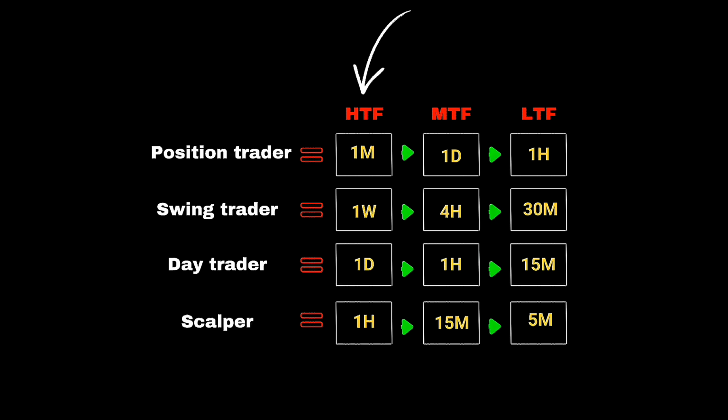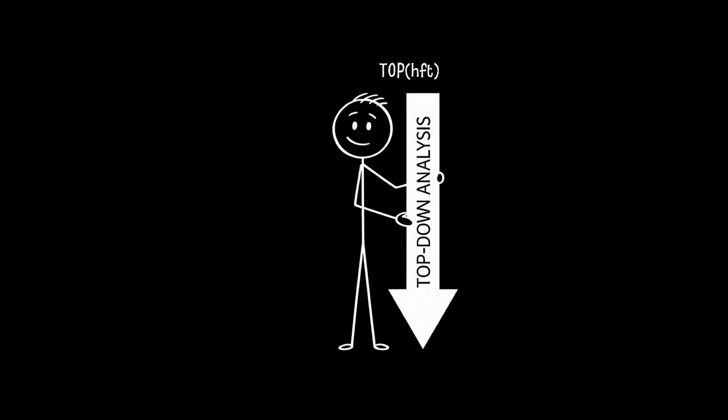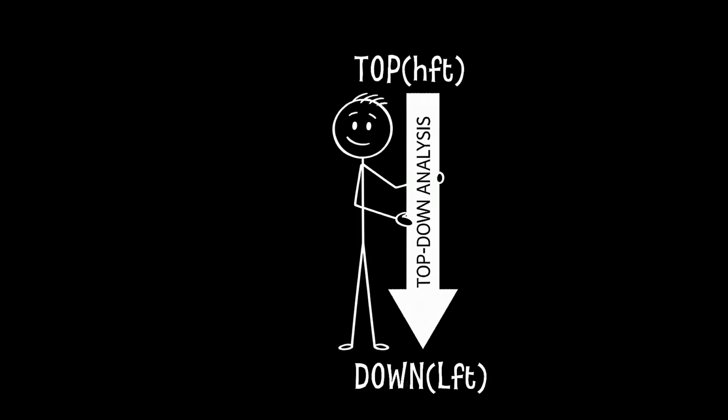So let me recap. The higher time frame is to identify the market bias or direction and mark out strong support and resistance. The medium time frame is for marking out key levels according to the strategy you use. The lower time frame is for entry. This is literally top-down analysis from the top, which is the higher time frame, to the bottom, which is the lower time frame, hence the name top-down analysis.